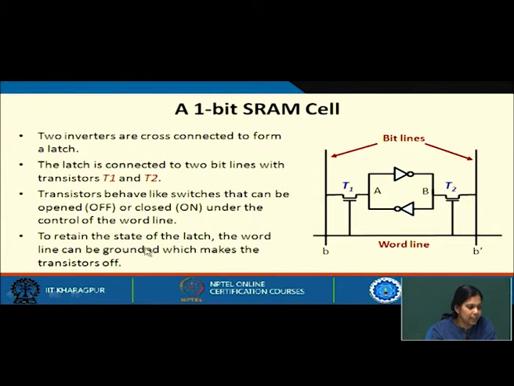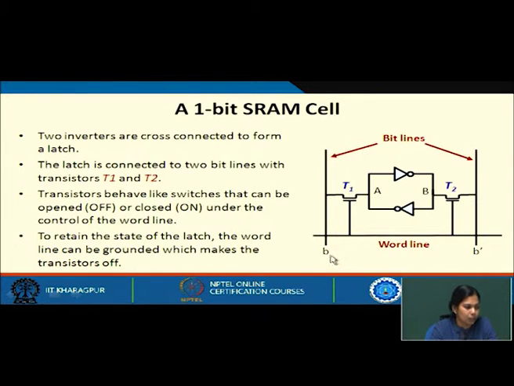And to retain the state of the latch, the word line can be grounded, which makes the transistor off. Now, if I want to retain the value that is in the latch, what we have to do is give the word line to ground. If it is ground, this will be 0, then there is no conducting path. Whatever value is in the latch, it will remain there.